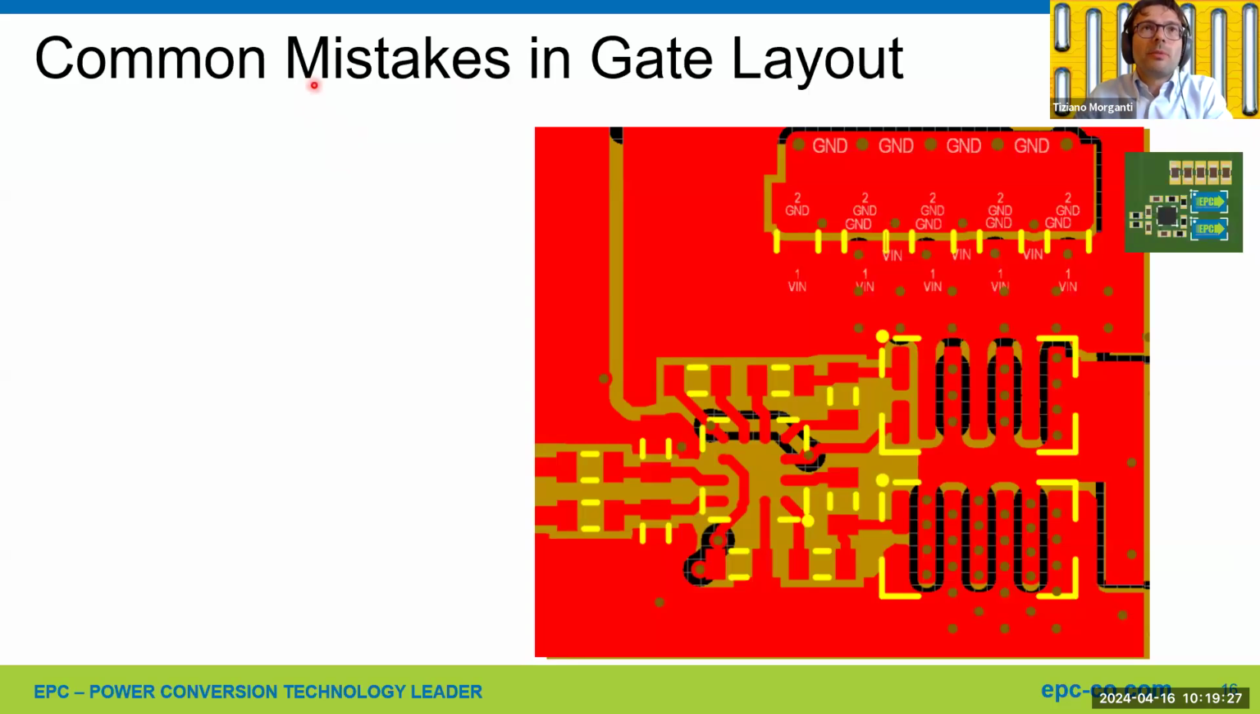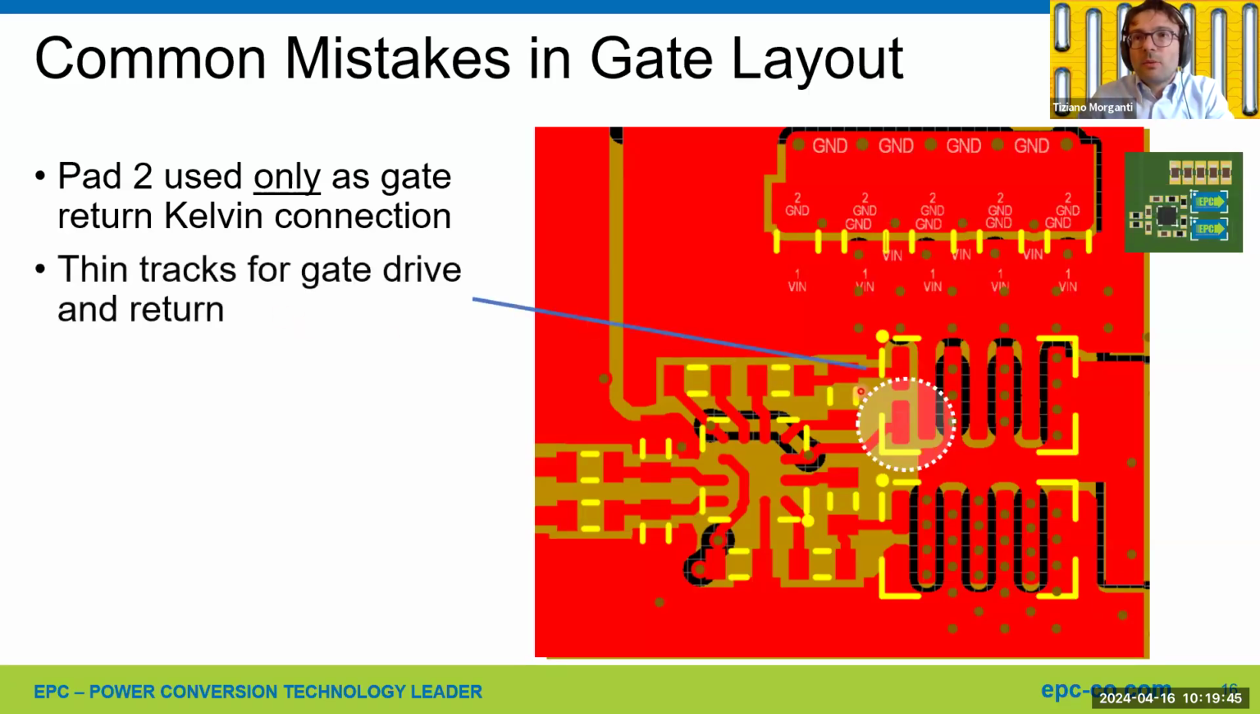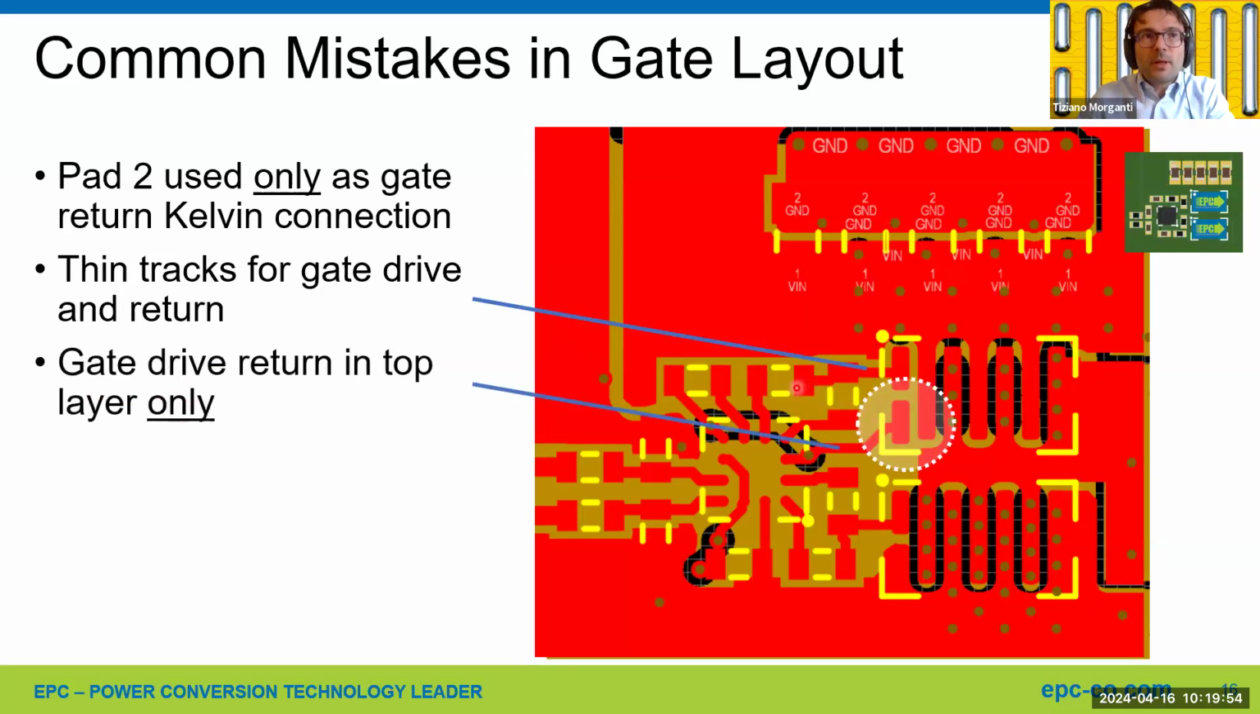Then let's have a look at common mistakes in the gate layout. In this case, we have pad 2 of our device, which is the source pad close to the gate pad, used only as gate return. Then we have pretty thin tracks for the gate drive and the return, and we have also the return on the top layer only. So basically the gate loop currents are circulating in the top layer, and the gate loop inductance can be significantly higher.